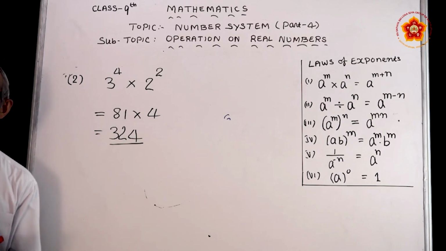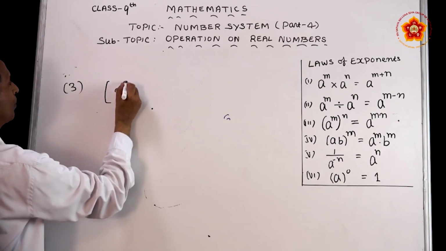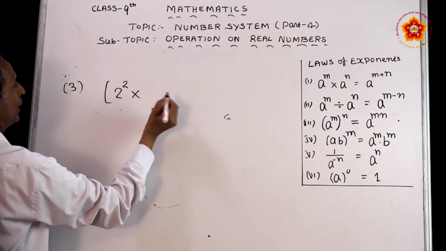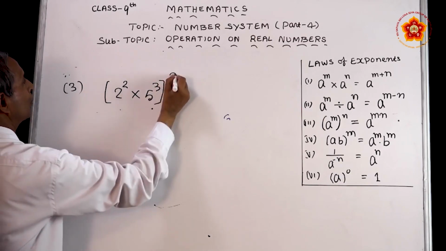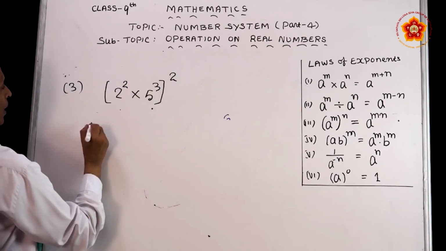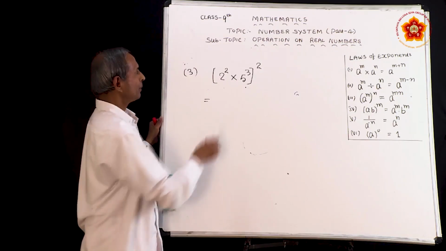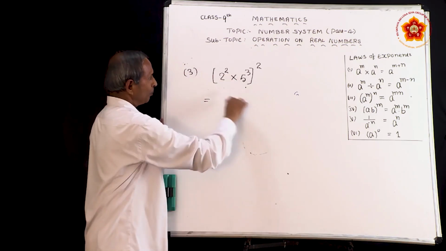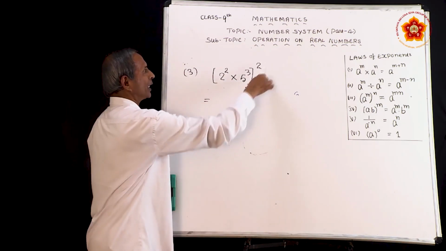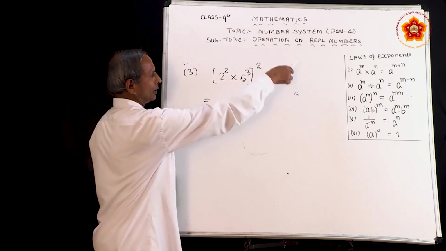Now let us take one more example. Now I will take here 2 raised to the power of 2 into 5 raised to the power of 3, whole raised to the power of 2. Now here there are two exponents. One has base 2, another has base 5. Both are raised to the power of 2. In this situation, which formula is suitable? Can you tell me?